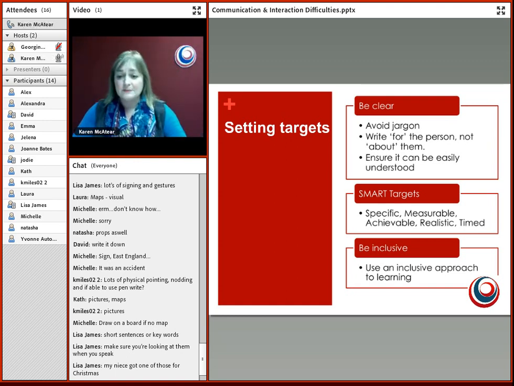Which is specific, measurable, achievable, realistic, and timed or time-bound. So making sure that anything we put on our learning plans is all of these things. We'll make sure that it's not an airy-fairy document that doesn't mean very much, but it is actually going to work. And inclusive, as we said already. Any teaching approaches should be inclusive. They shouldn't involve segregation.